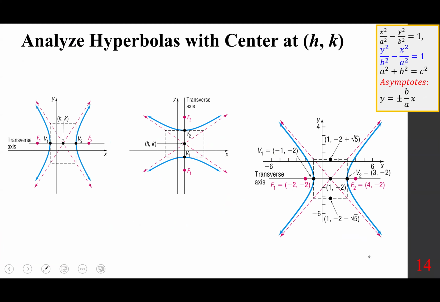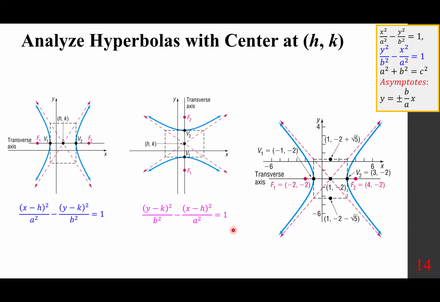So, analyzing hyperbolas with center at h, k. If the center moves from 0, 0 to h, k, the formula for this one is x minus h quantity squared over a squared minus y minus k quantity squared over b squared equals 1. For this one, this takes a positive value: y minus k quantity squared over b squared minus x minus h quantity squared over a squared equals 1.